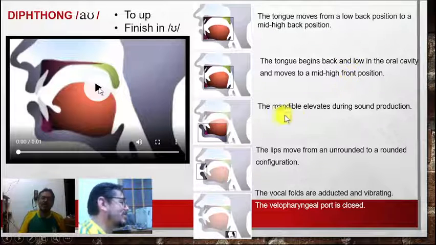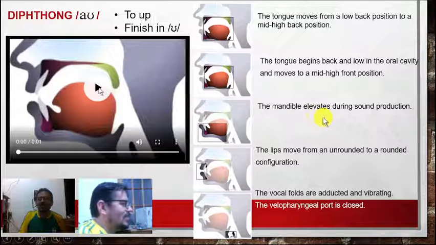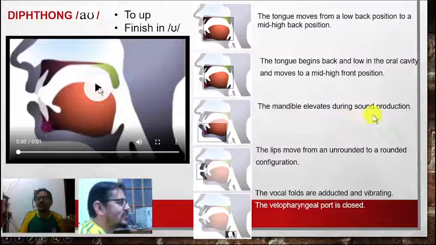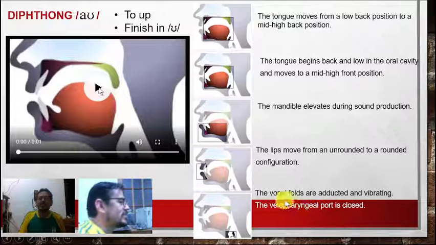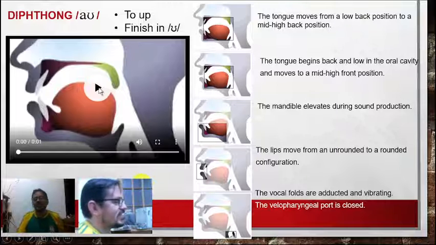Okay. The mandible elevates during the production. The lips move from an unrounded to a rounded configuration. Okay? The vocal folds are adducted and vibrating. The velopharyngeal port is closed. It's not nasal, right?